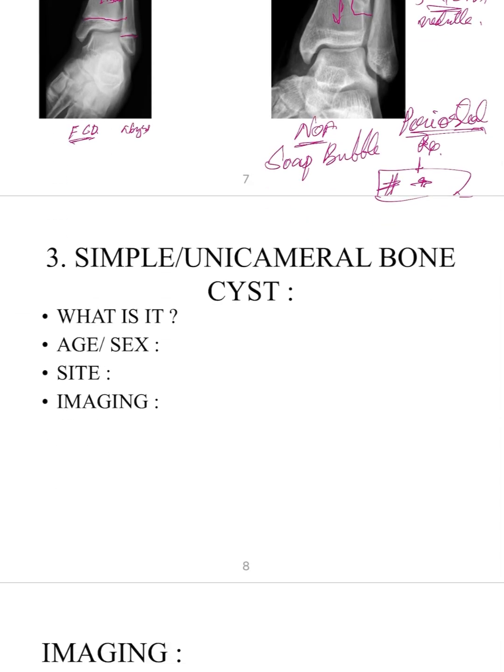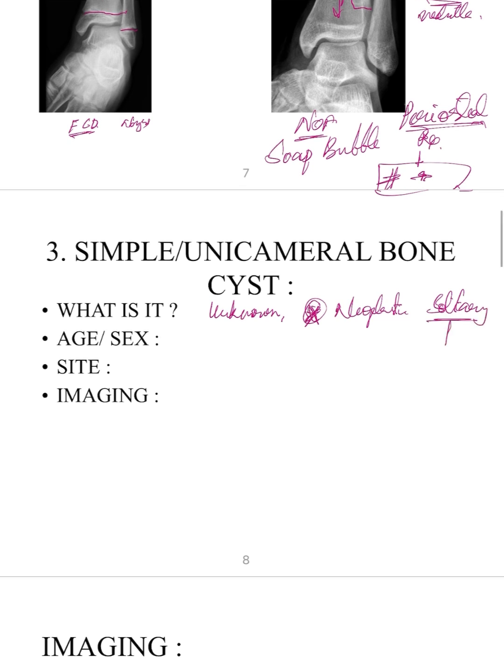Next, we will move on to the next lucent lesion, which is your simple or unicameral bone cyst. So basically, what is it? It is a lesion of unknown etiology, and it is not considered neoplastic. Okay, not considered neoplastic. These are usually solitary, like always solitary, but they need not always be unilocular. They might be multiloculated as well.